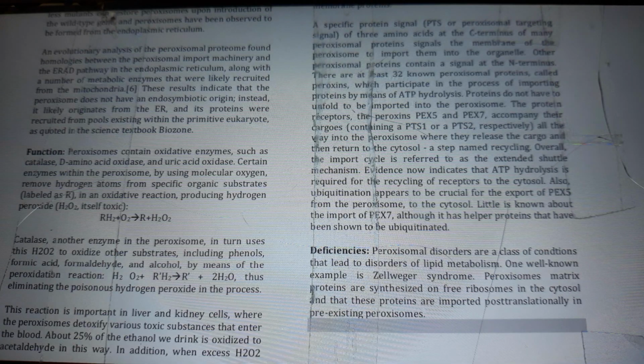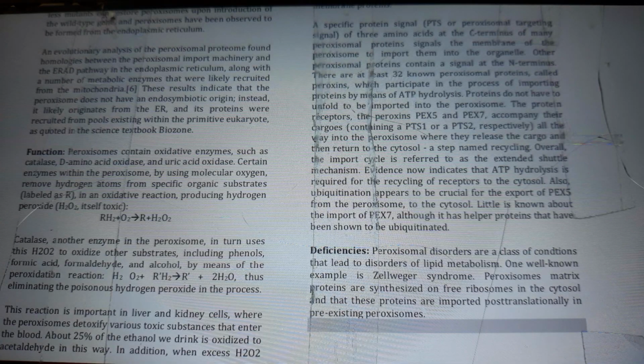There are at least 32 known peroxisomal proteins called peroxins, which participate in the process of importing proteins by means of ATP hydrolysis. Proteins do not have to unfold to be imported into the peroxisome. The protein receptors, the peroxins PEX5 and PEX7, accompany their cargoes containing a PTS1 or PTS2, respectively, all the way into the peroxisome, where they release the cargo and then return to the cytosol, a step named recycling.